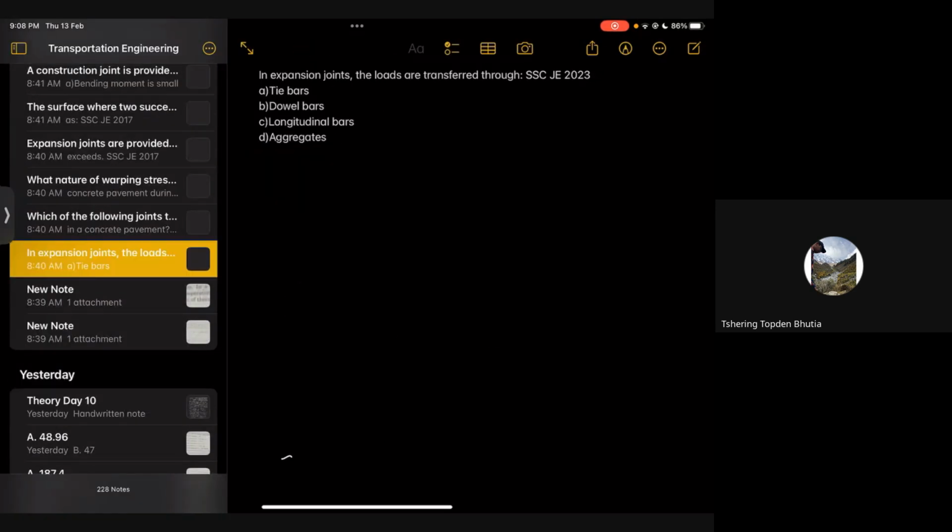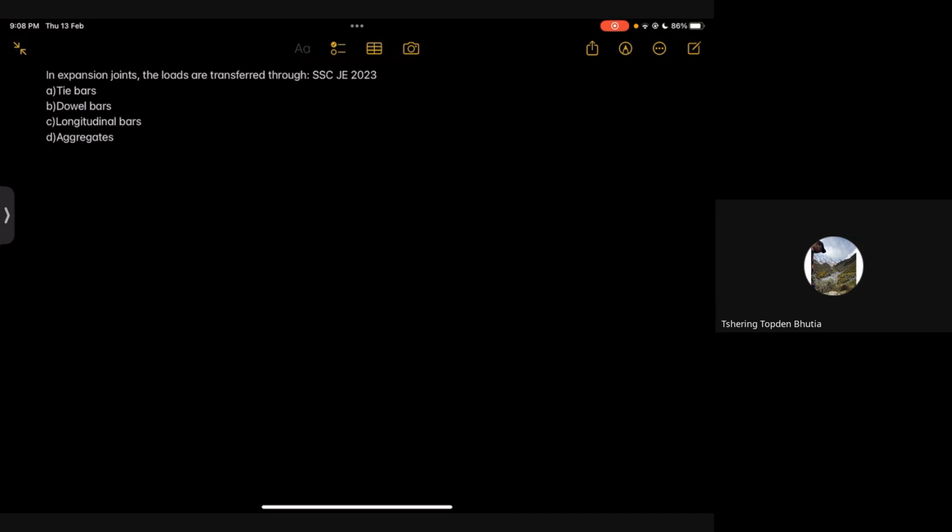Let's move ahead. Okay. So in expansion joints, the loads are transferred to what? Please participate in the poll, poll number 8. In the expansion joints, the loads are transferred through which of the bars? Aggregate bars? Transfer. I hope there is no mistake in this particular thing. Please guys, participate in the poll. I hope to have more participation in this.